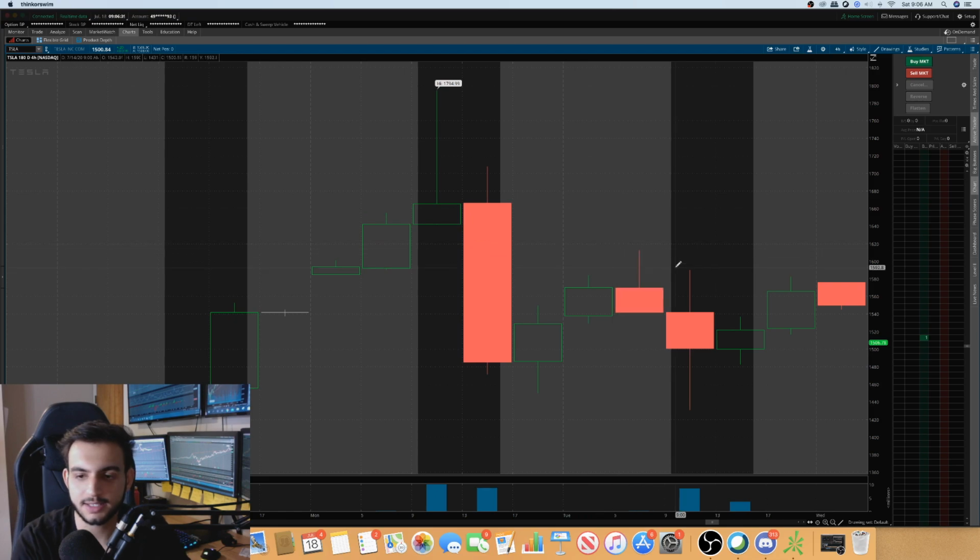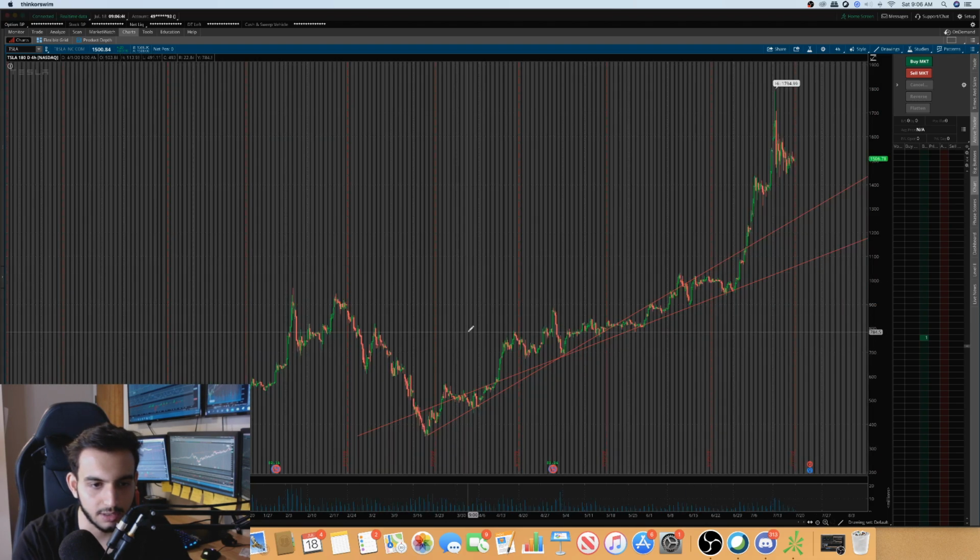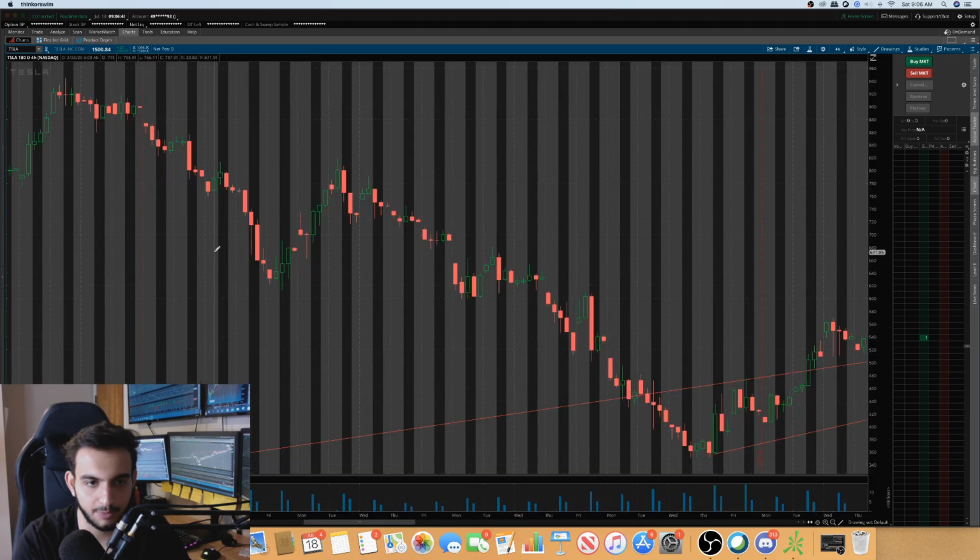Now, what do I mean by this? Let me try to find an example here. Okay, here's a good example. So green, green, green, green, green, until this one opens up red, and then it goes all the way down, right? Red all the way down. Now, what do these little lines mean up here?